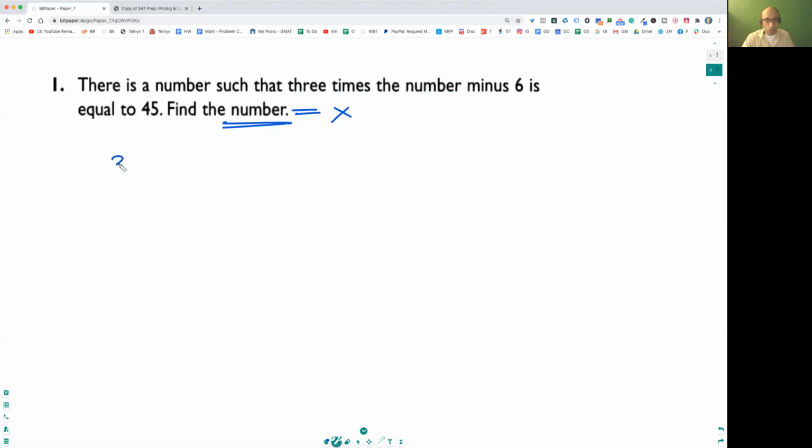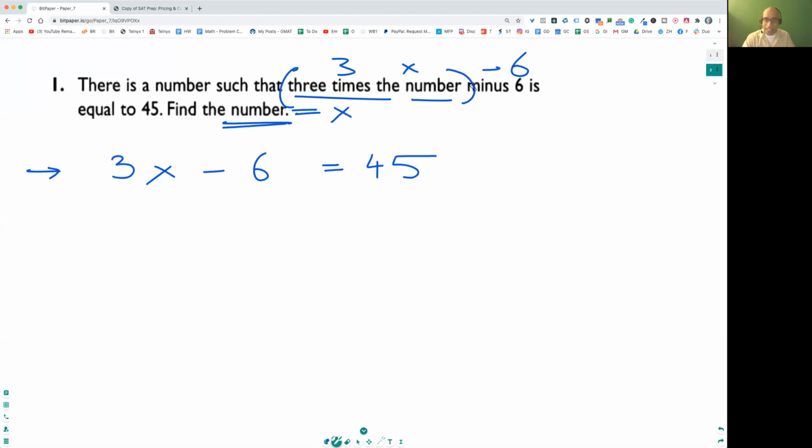So 3 times the number, just try to read this. 3 times the number, that's 3x minus 6. This is the most important part. As you know, this is called setting the equation. You set the equation this way. Anytime you see times, you're going to put it over here. 3 times the number, which is 3 into x, minus 6.